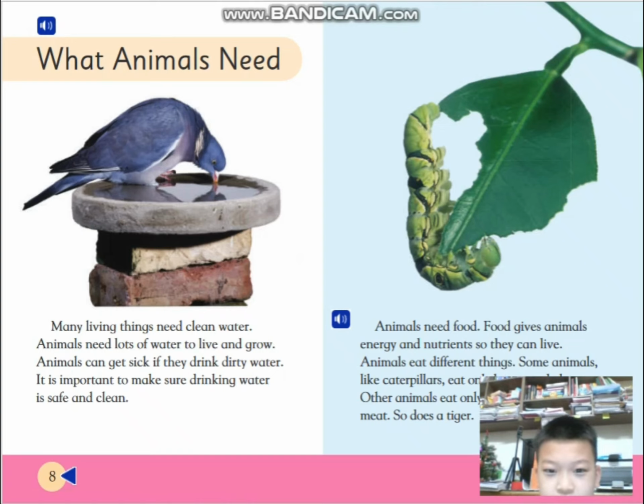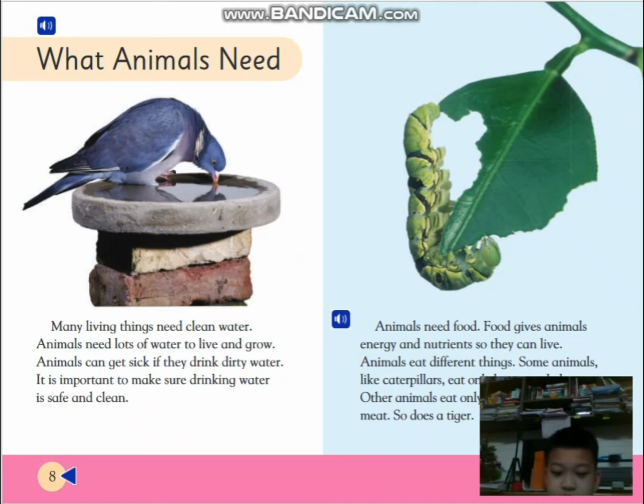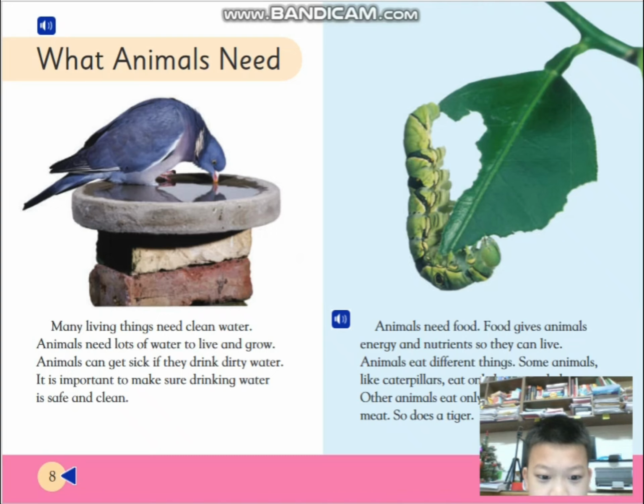That's enough for looking at what plants need, and let's step on to what animals need. Many living things need clean water. Animals need lots of water to live and grow. Animals can get sick if they drink dirty water. It's important to make sure drinking water is safe and clean.